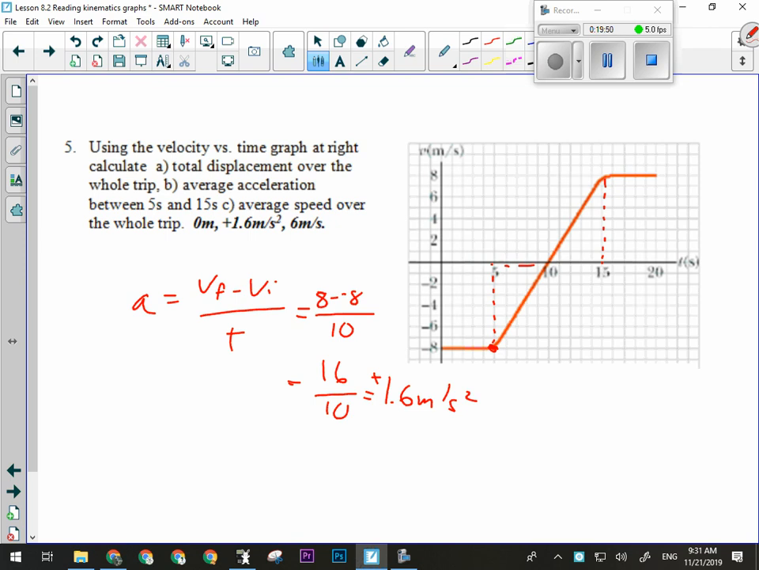Okay, this question's not on here, but at what time does the object actually start moving forwards? 10 seconds.